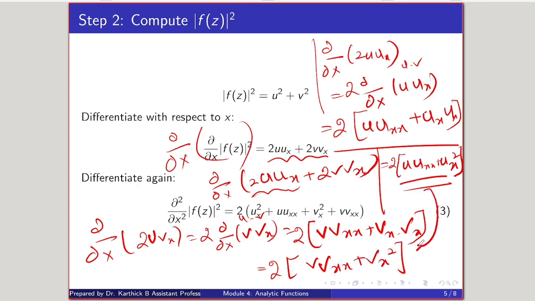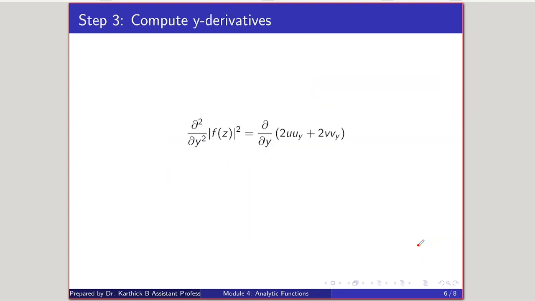While adding both, we get this term. 2 is common to both, so I take 2 as a constant outside. ux squared is here, vx squared is here, and u uxx here, v vxx here. Therefore we get this equation 3. Now we do the same procedure for the same function with respect to y.